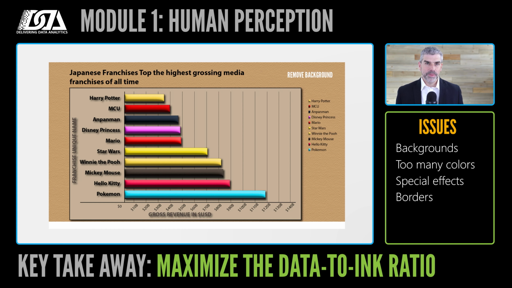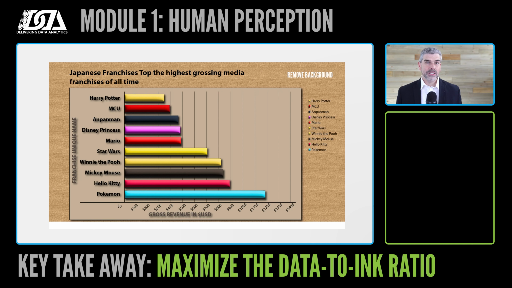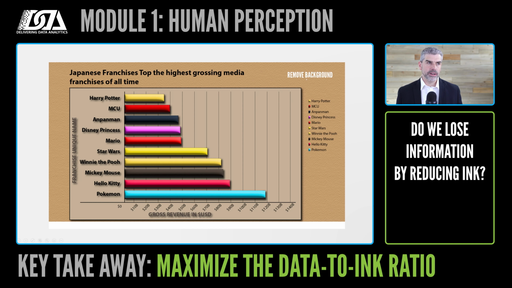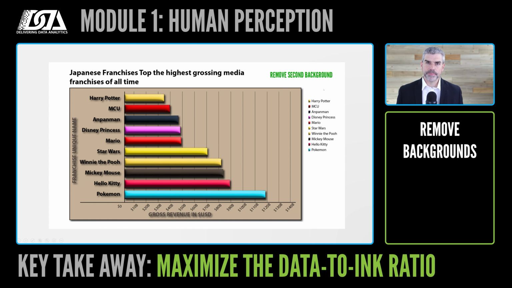What we're going to do is start to reduce the amount of ink that we're using in this visualization. And I'm going to ask you to see if we have any information loss. Do we lose the message from the data? Do we lose any data? And potentially, we might gain something as we go through this. So firstly, let's remove the background. Let's get rid of that background.